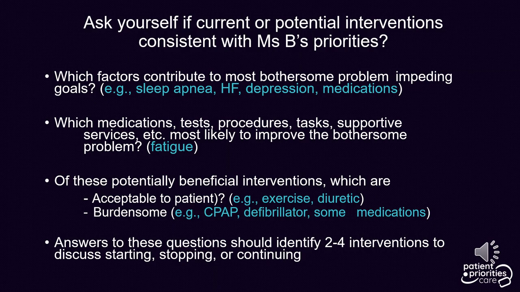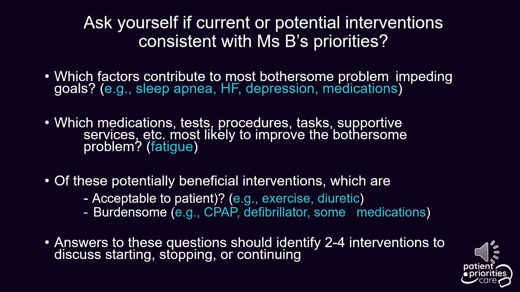This step is the one that you may be least familiar with, because we often look at what is helpful or not for each condition, often in isolation, rather than what is helpful or not for the patient's specific health goals. It will take you a while to get comfortable doing this, but don't skip this activity as it's crucial to aligning care with patients' health priorities. Once you've identified contributing conditions or treatments, consider what changes in medications, tests, procedures, tasks, or other supportive services are most likely to improve the bothersome health problem that she feels is interfering with her goal. In Mrs. B's case, it's her fatigue.